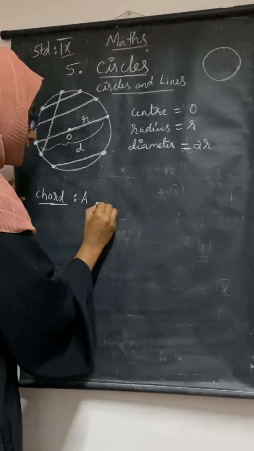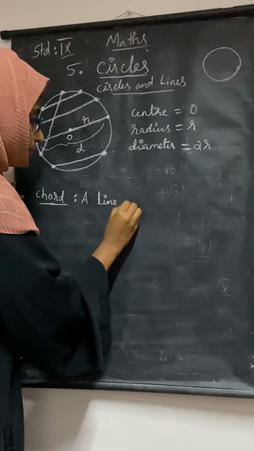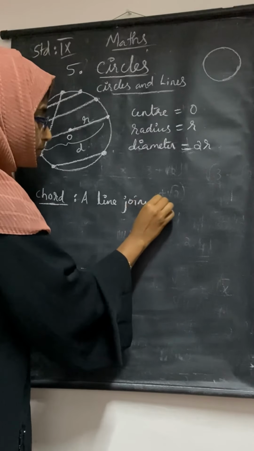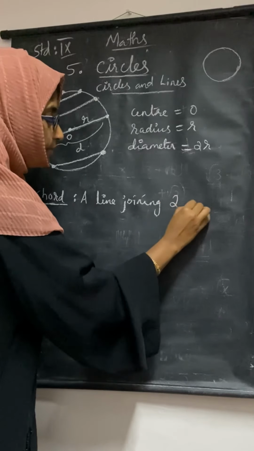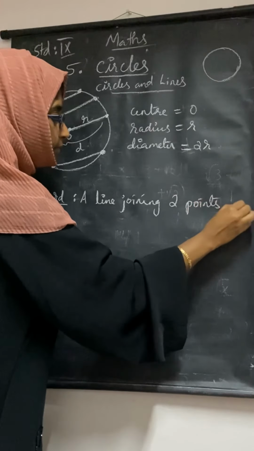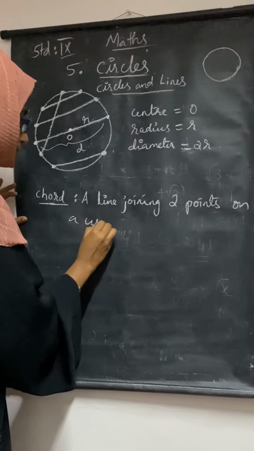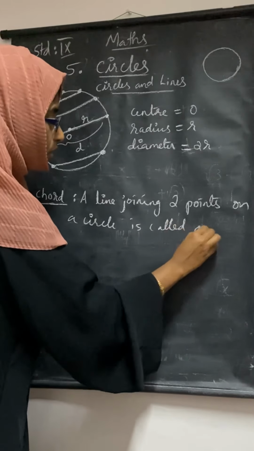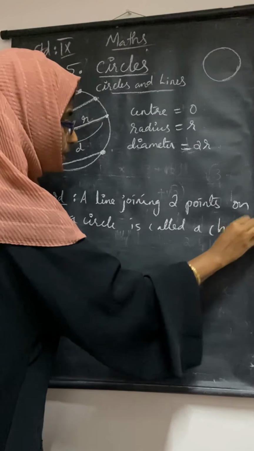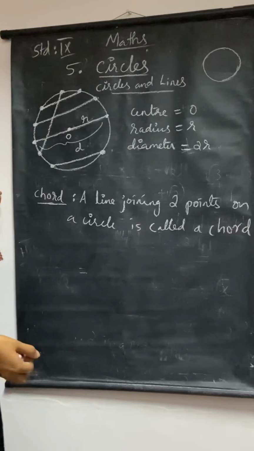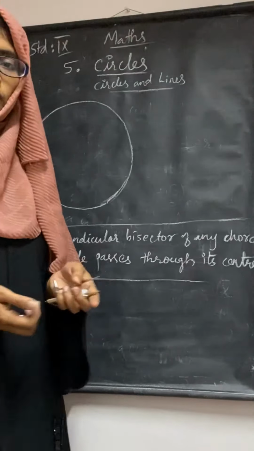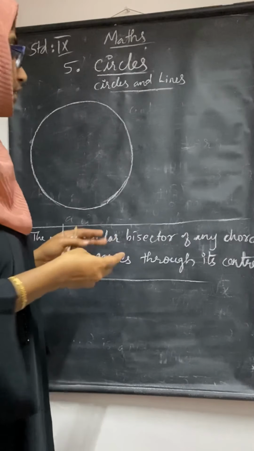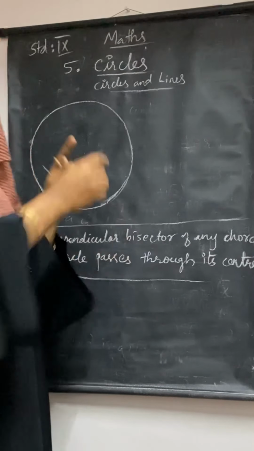So we can write the definition: a line joining 2 points on a circle is called a chord. This was the definition for a chord. As I told you, we can draw a circle using a compass, or using a bangle or a round shape, or whatever we have, we can keep and draw.